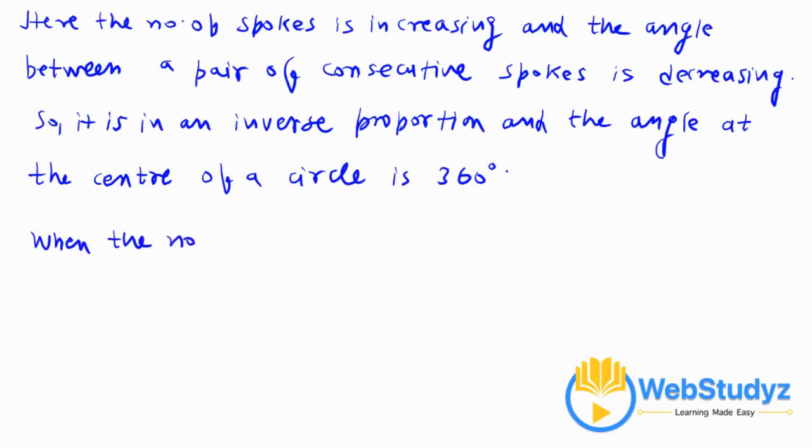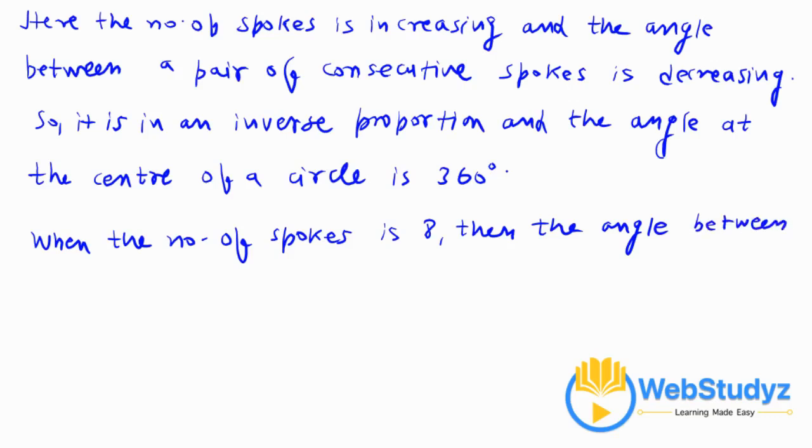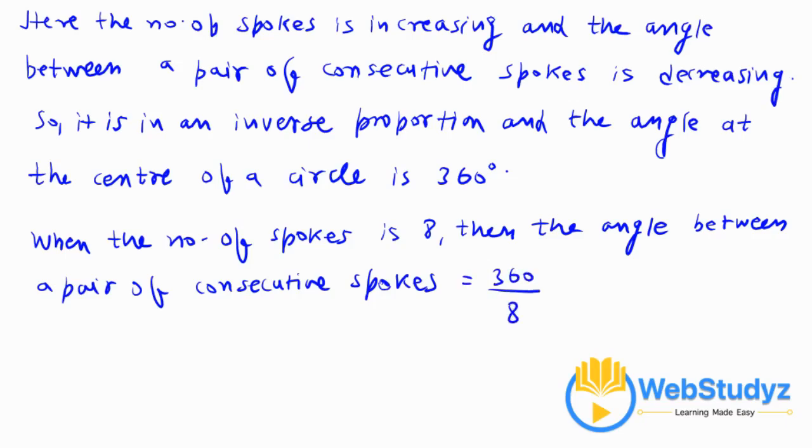Now we can calculate that when the number of spokes is 8, then the angle between a pair of consecutive spokes will be 360 by 8, which comes out to be 45 degrees.